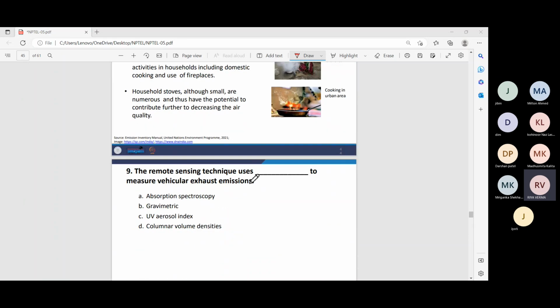Then we have this question. The remote sensing technique uses dash to measure vehicular exhaust emissions. So what does the remote sensing technique use to measure vehicular exhaust emission? First is absorption spectroscopy. Next is the gravimetric technique. Next is the UV aerosol index. Option C, UV aerosol index.